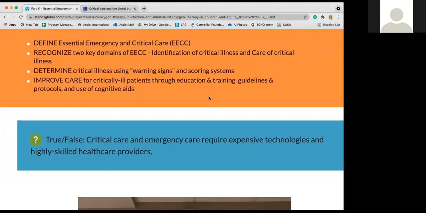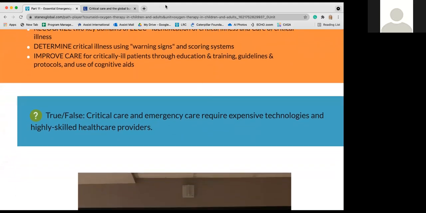So let's start with a question. Tell me if it is true or false. Critical care and emergency care require expensive technology and high-skilled health providers. Is it true or false? You have like 30 seconds. Very good.